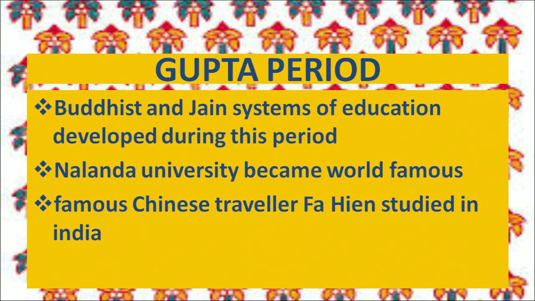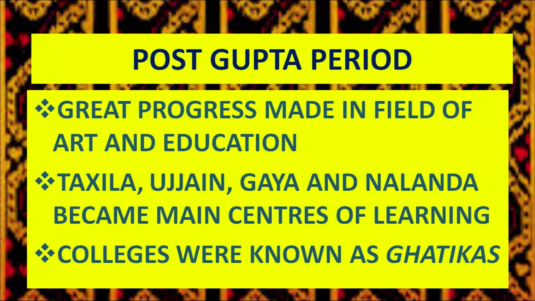During the Gupta period, Nalanda University was famous all over Asia. In fact, the first Chinese traveller to India, Fahian, studied at Pataliputra for many years. Learners, during the rule of King Harshavardhana of Kannauj, great progress was registered in the fields of art and education. Takshashila, Ujjain, Gaya and Nalanda became main centres of learning in the post-Gupta period. In the 7th and 8th centuries, Ghatikas or colleges attached to temples became main centres of Brahminical learning.